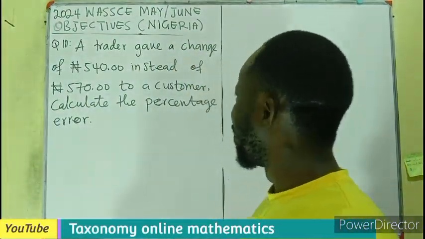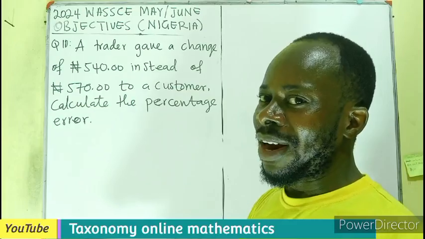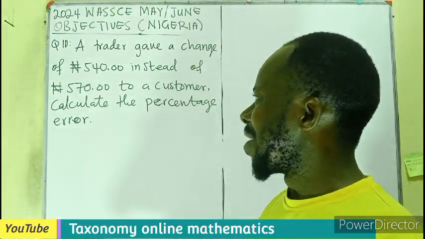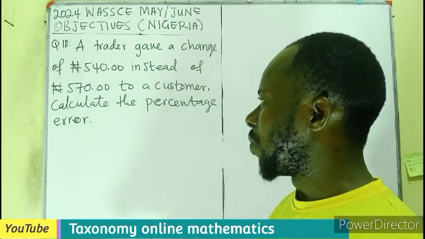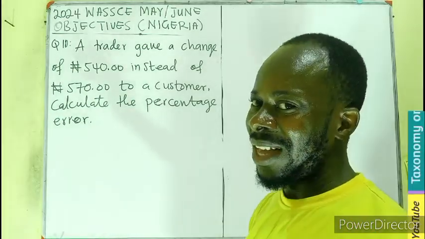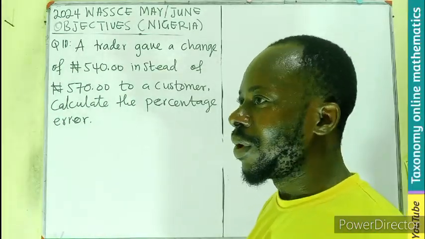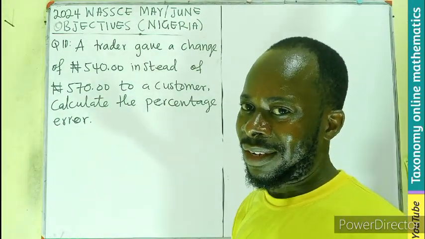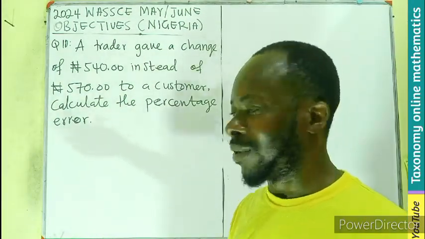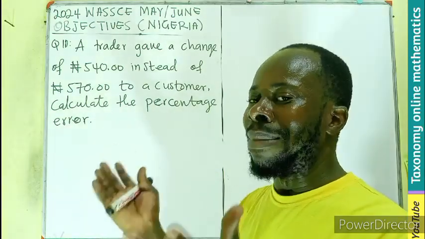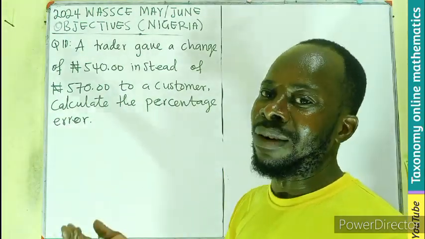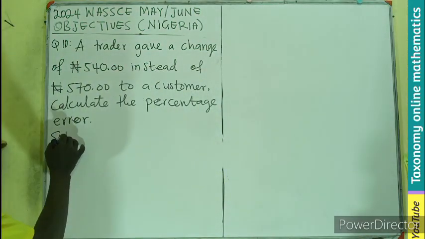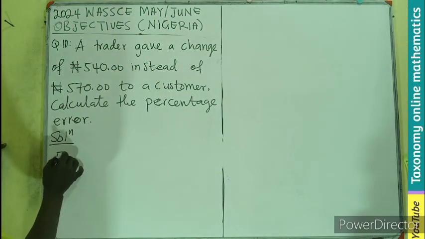A trader gave a change of 540 naira instead of 570 naira to a customer. We have to calculate the percentage error. What is the error being incurred? We know percentage error is the error made over the actual amount, in this case money. So the error amount over the actual amount times 100, that's the percentage. So we can just go ahead and find the error or the change.